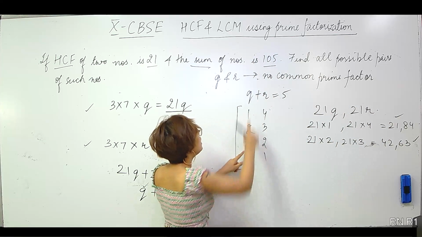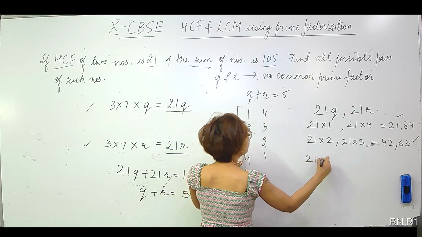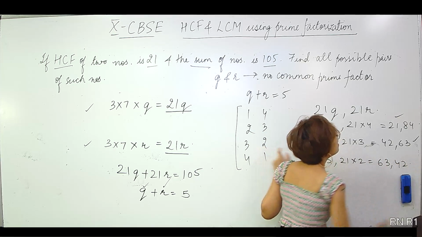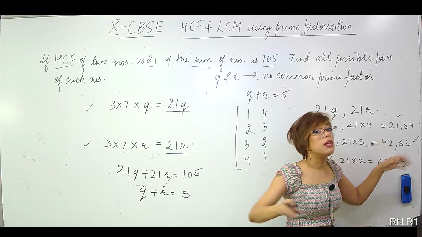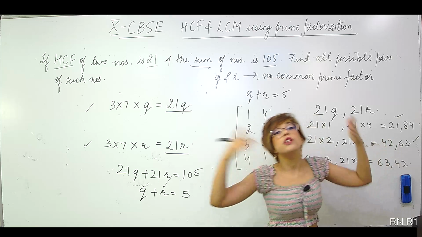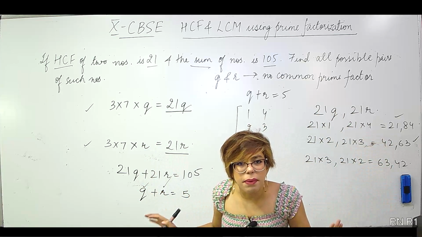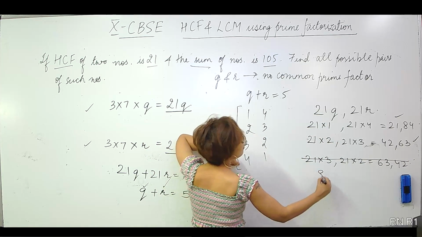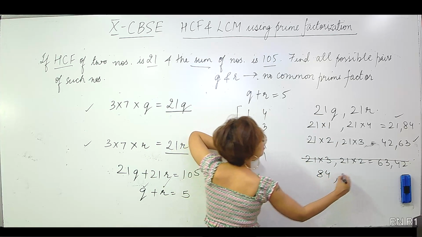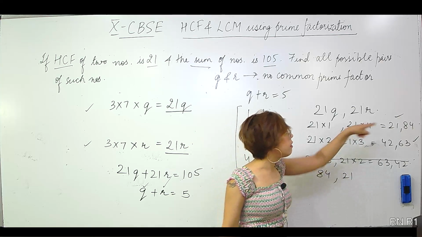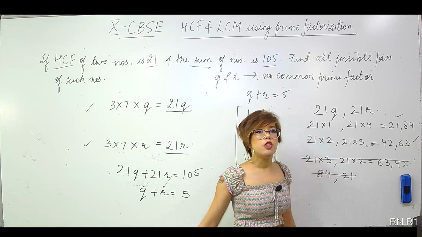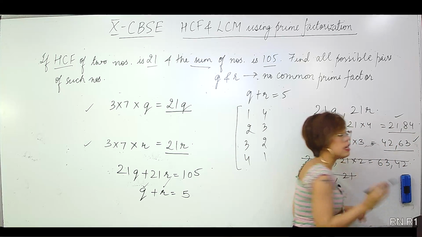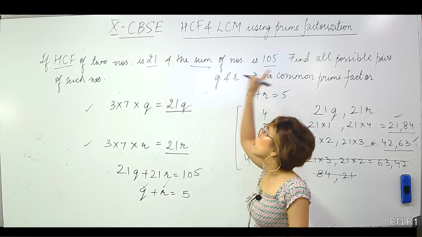Right? Okay. Next one. Q is 3, R is 2. So 21 into 3 and 21 into 2. This is 63 and 42. Now, whether you say 42 and 63 or you say 63 and 42, you are talking about the same pair. So why am I repeating this one? Next one also, 21 into 4 will give you 84, 21 into 1 will give you 21. That you have already written, so I will not talk about this pair again. So there are just two pairs of numbers, 21 and 84, and the second pair is 42 and 63, which satisfy these two conditions.